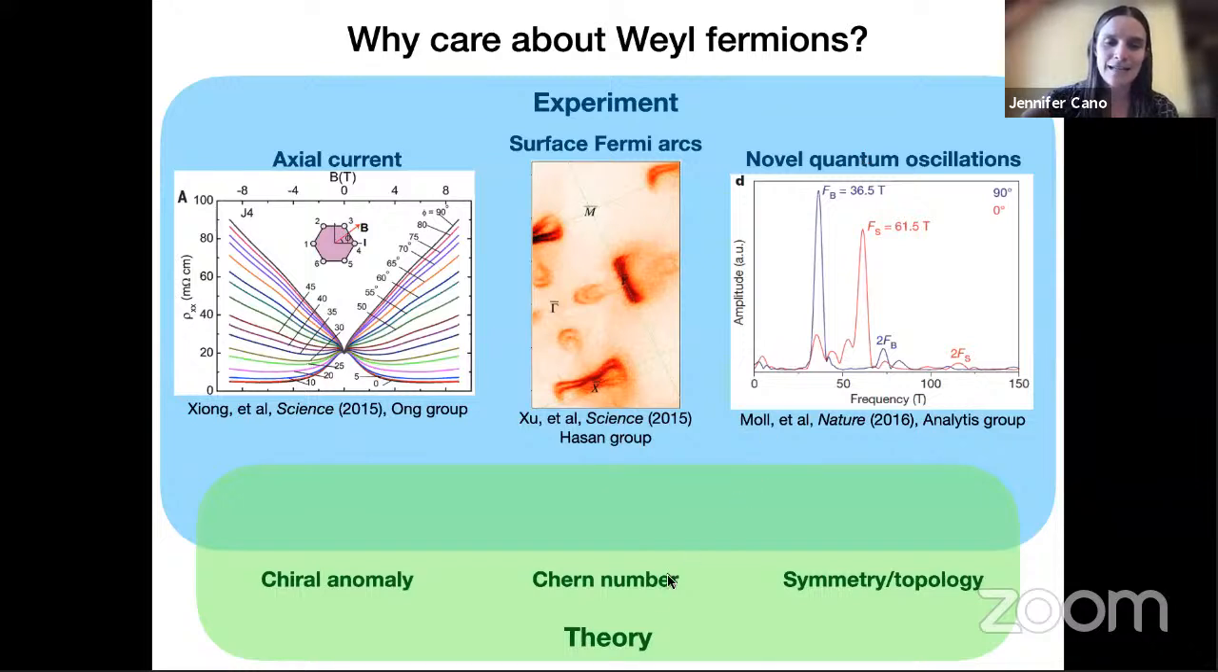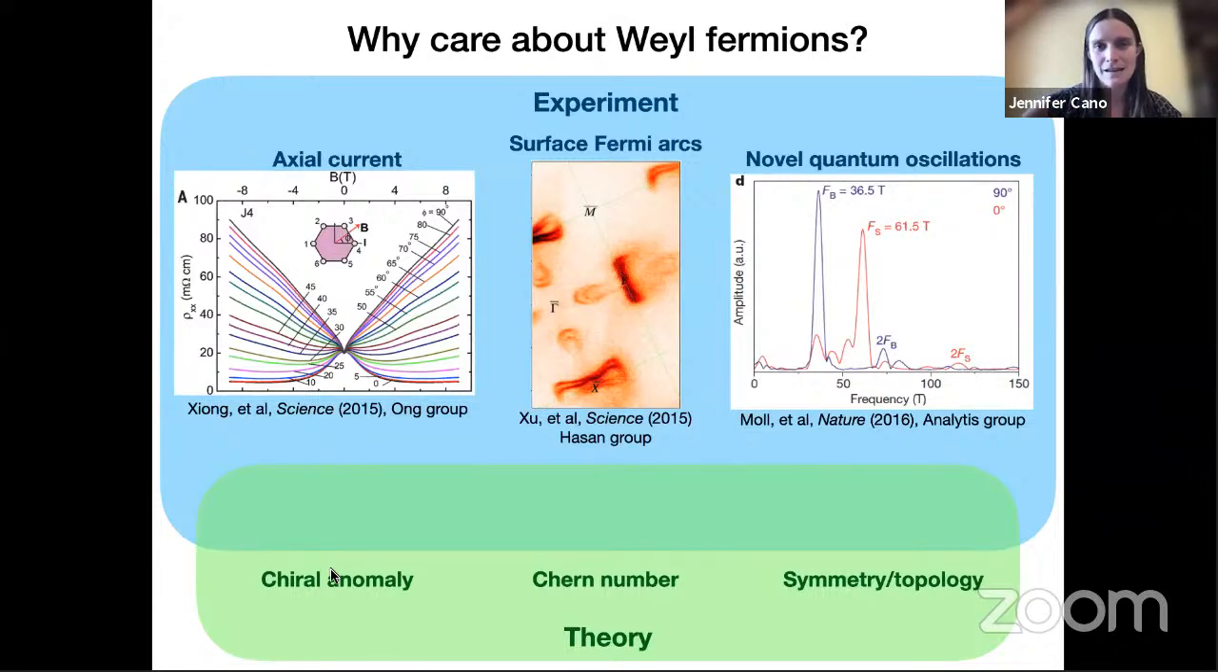On the theory side, I think it's really interesting because we have a lot of concepts that are coming together. In particular, the roles of symmetry and topology are all interplaying in these Weyl systems. Obviously, the topology is quite evident through the Chern number. And then there's also this interplay with high energy physics, which has actually gotten some people who worked on the chiral anomaly in different contexts in high energy physics interested in condensed matter physics.